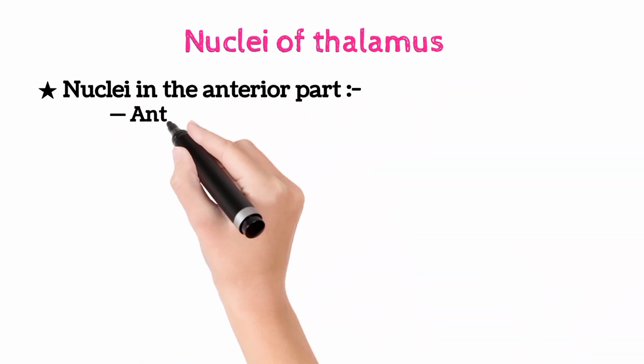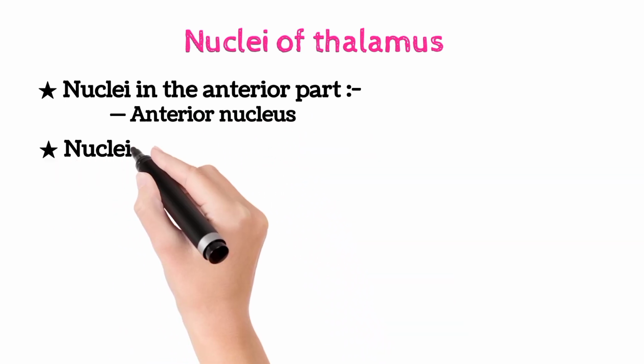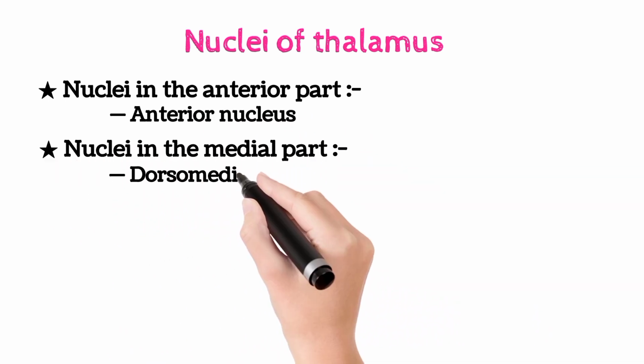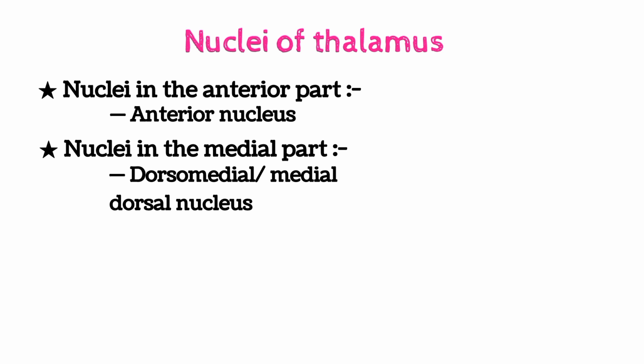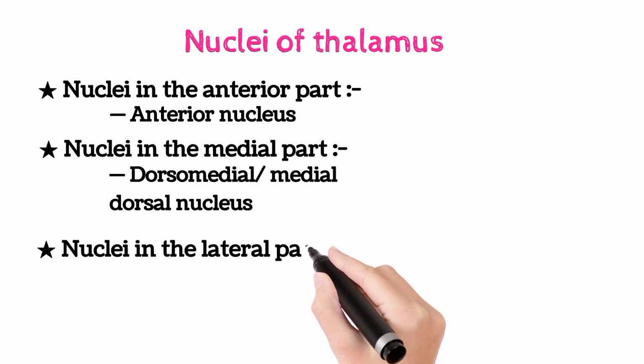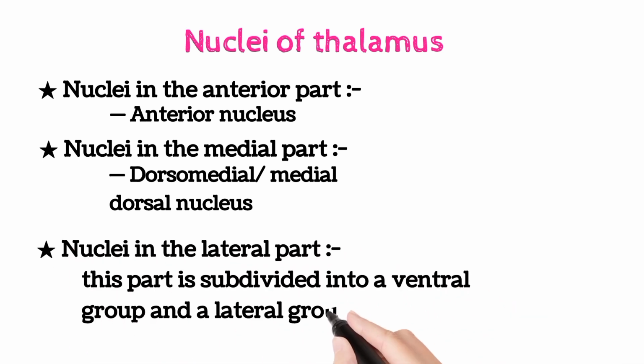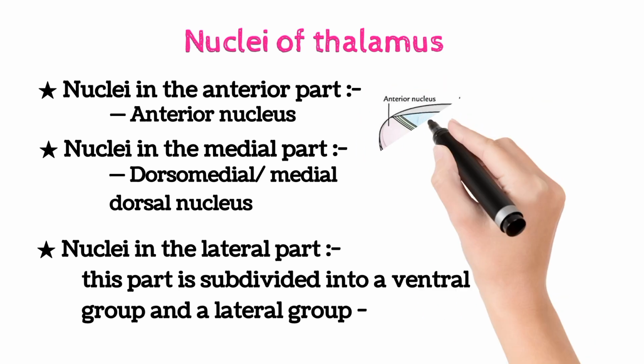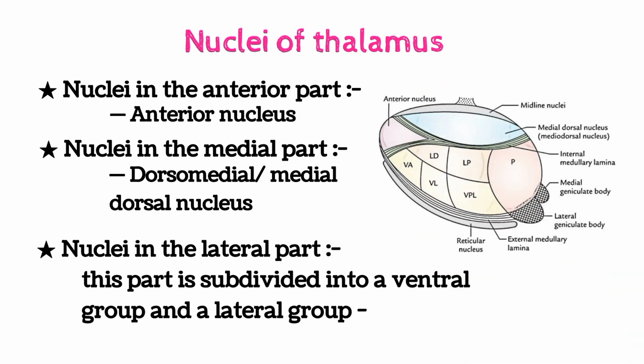Nuclei of thalamus. Nuclei in the anterior part, the anterior nucleus. Nuclei in the medial part, there is dorsomedial or medial dorsal nucleus. Nuclei in the lateral part, this part is subdivided into a ventral group and a lateral group. We can see here the anterior nucleus and the dorsomedial nucleus.